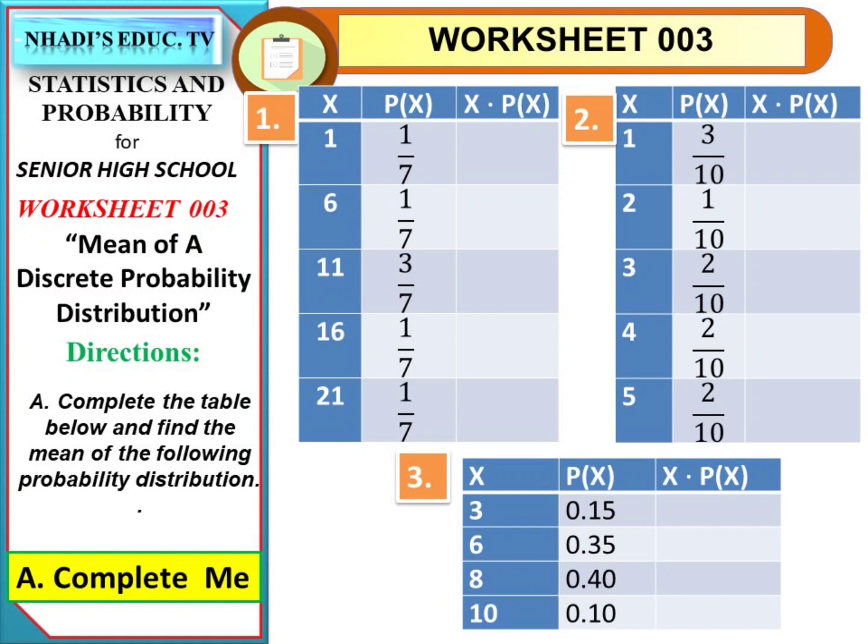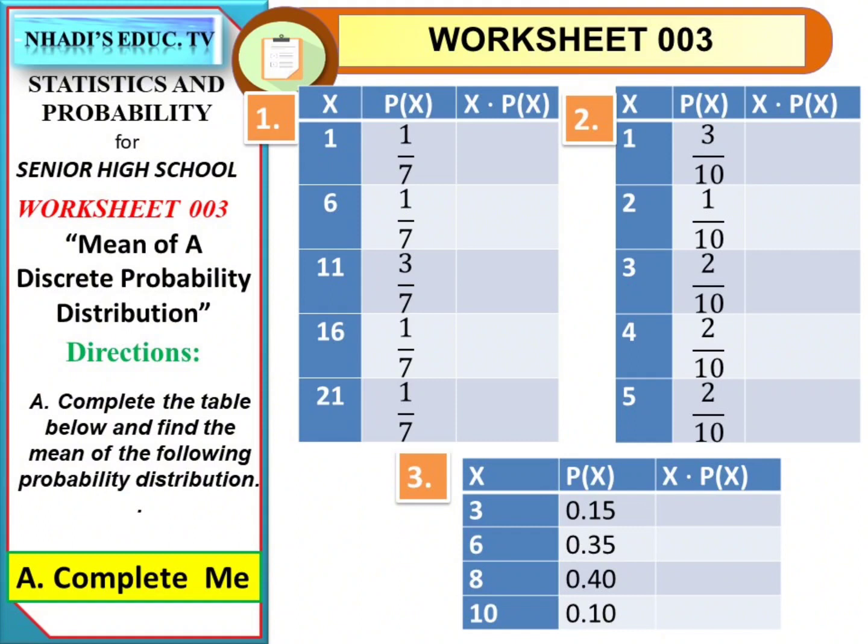Directions: A. Complete the table below and find the mean of the following probability distribution. We have 5. Number 1, we have the random variable 1, 6, 11, 16, 21, and the probability of 1/7, 1/7, 3/7, 1/7, and 1/7. Number 2, we have the random variable 1, 2, 3, 4, 5 with the probability of 3 tenths, 1 tenth, 2 tenths, 2 tenths, and 2 tenths respectively.